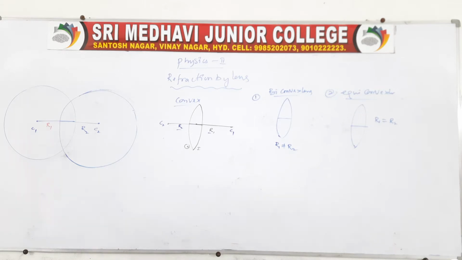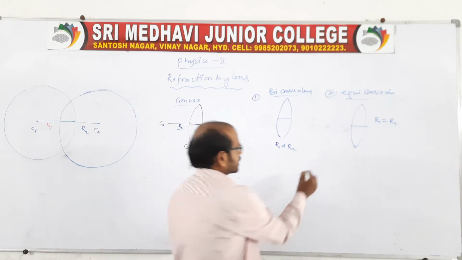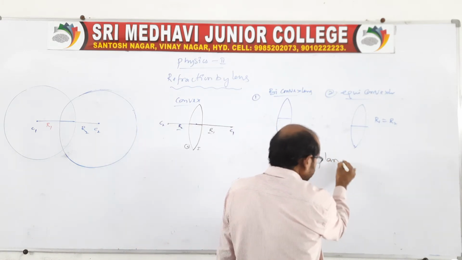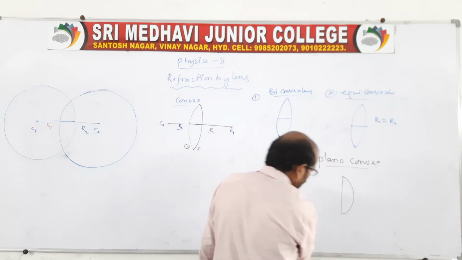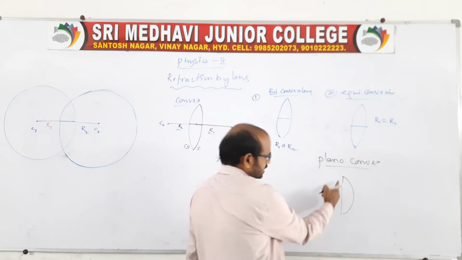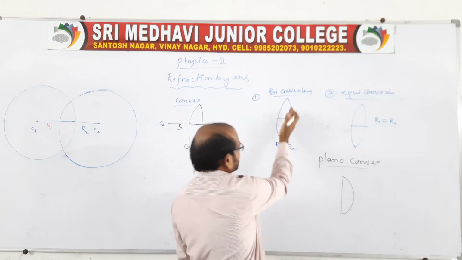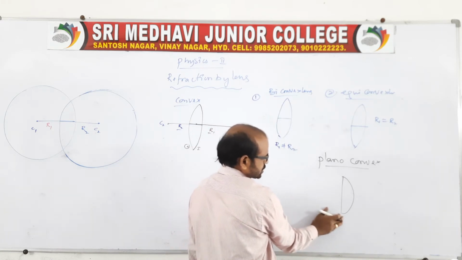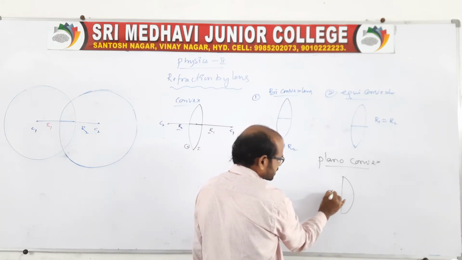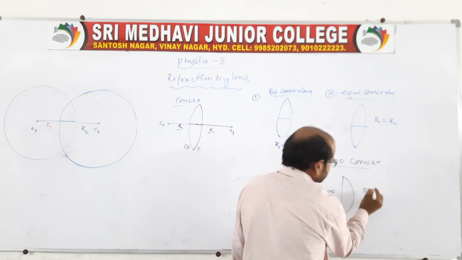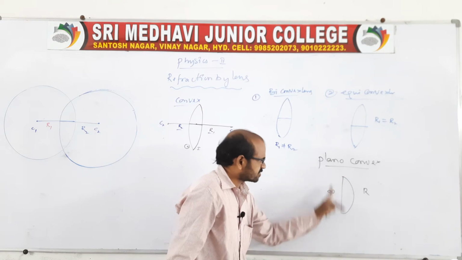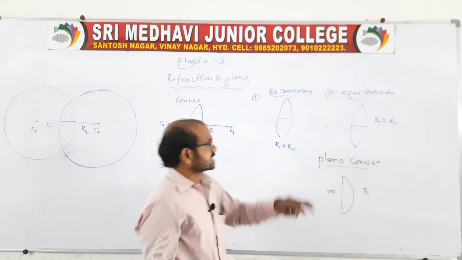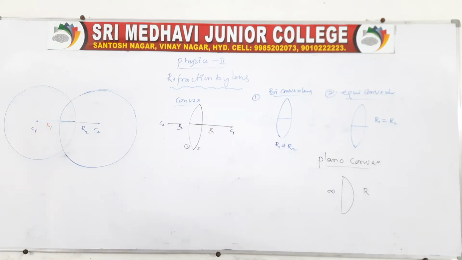Equiconvex lenses, and here biconvex lenses, and one more is plano-convex. Plano-convex means one surface should be plane, so the other surface is closed with a plane. For that surface the radius of curvature will be infinite, and the other will be r only. So these are the types of convex lens.